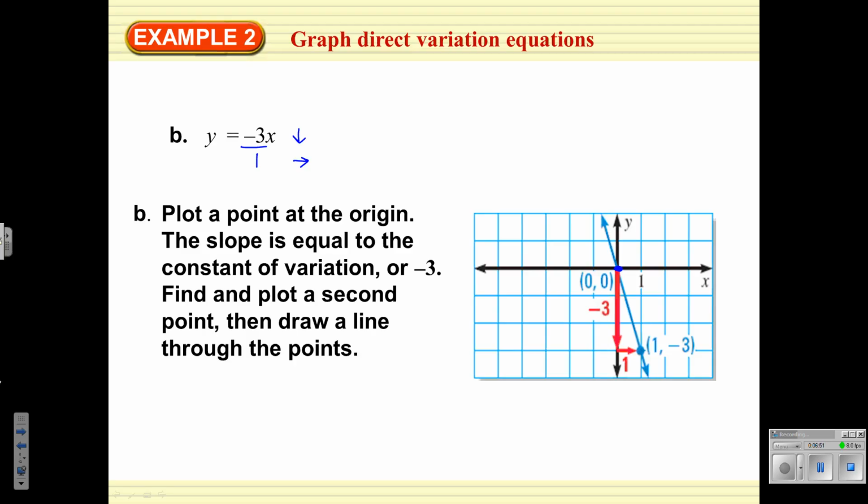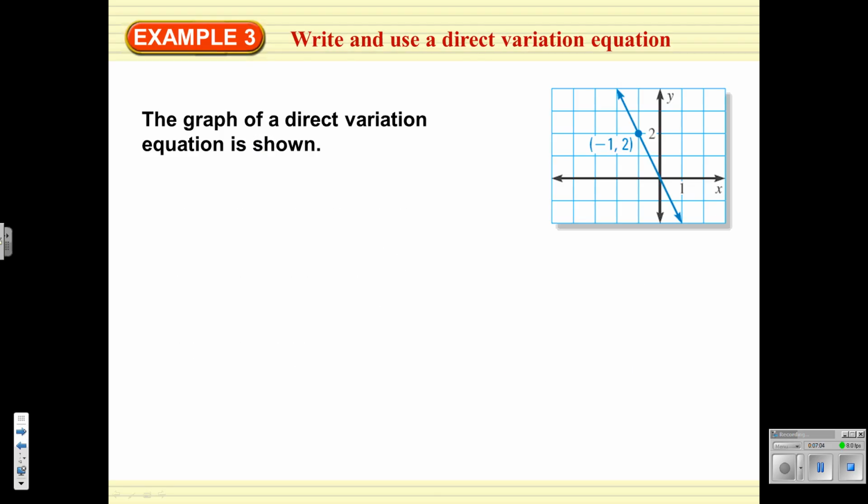Okay? Notice what our point is. Positive 1, negative 3. Positive 1 on the x, negative 3 on the y, because our slope is always change in y over change in x. Interesting. All right, the graph of a direct variation equation is shown. We know that because it passes through the origin. So it may be a negative variation. That's fine. It can be a negative direct variation as long as it passes through the origin.